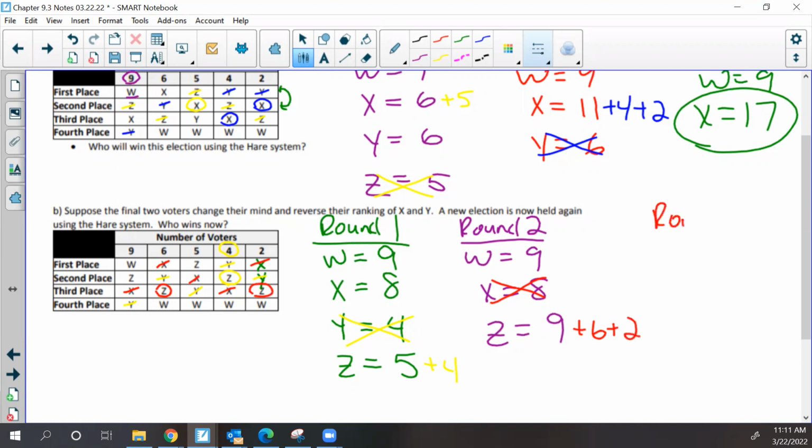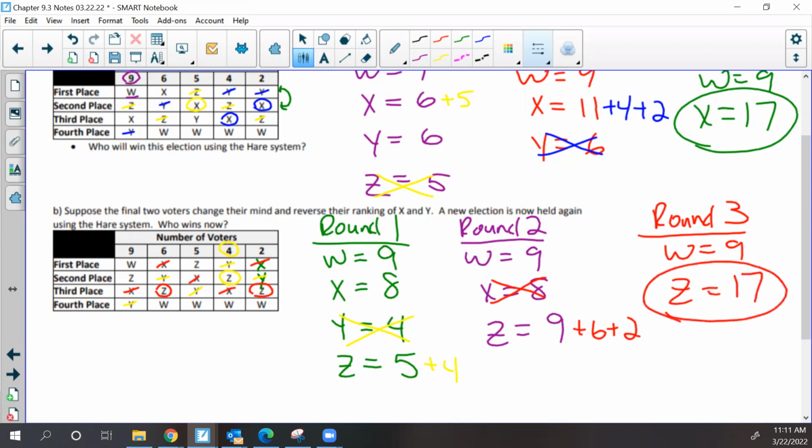So now, round three, candidate W still has nine votes. Well, look what happened to Z. Z now has 17. Just by changing those two votes, you'd think moving X up would help him because X won the last time. Candidate X won the last election. We moved him up to favor him. We moved him from second to first place. That should have helped him. It didn't. It didn't help him. So that's just weird. And that's why it fails monotonicity. All right, that's what I got.